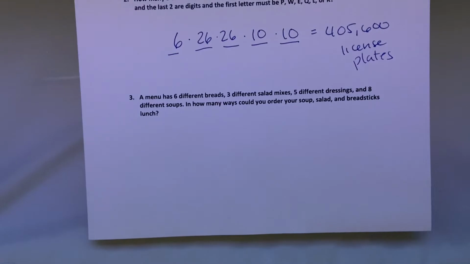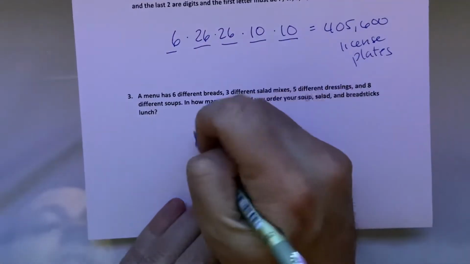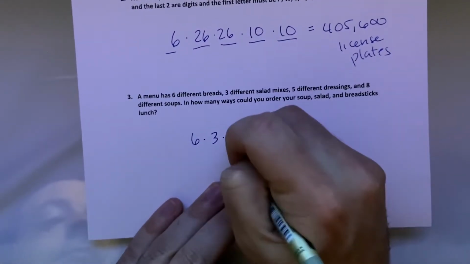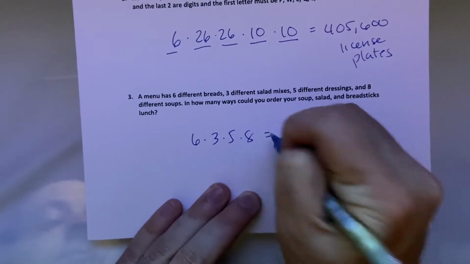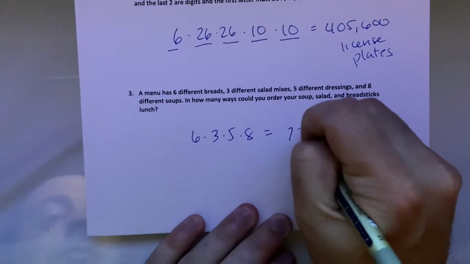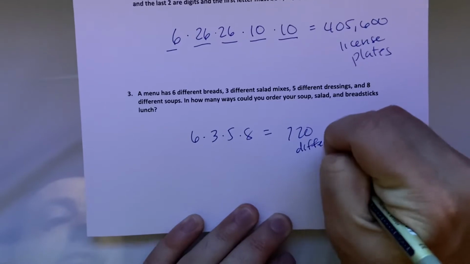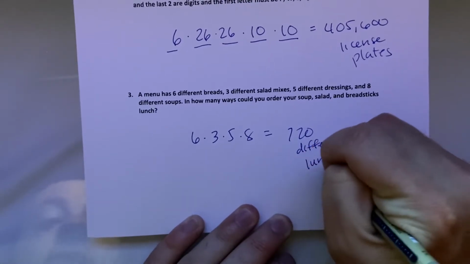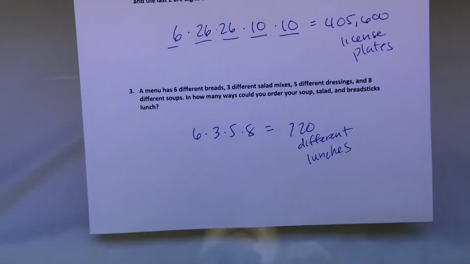A menu has 6 different breads, 3 different salad mixes, 5 different dressings, and 8 different soups. How many ways can you order a soup, salad, and breadsticks lunch? Again, you multiply. And since you're going to have a calculator in this test, it'll be pretty easy. 720 different lunches on the soups, salad, and breadsticks menu.